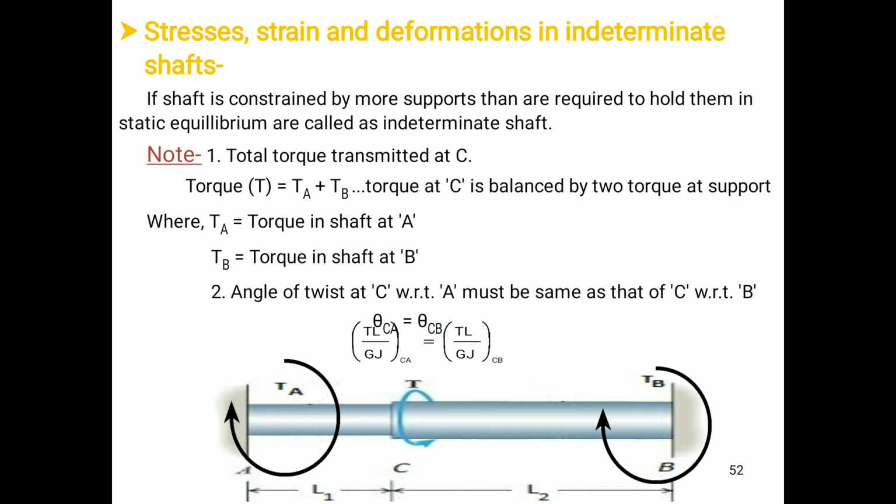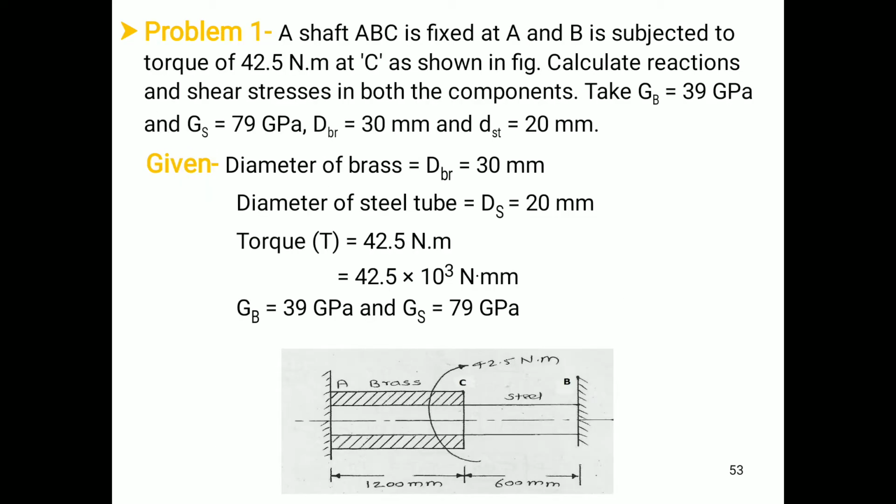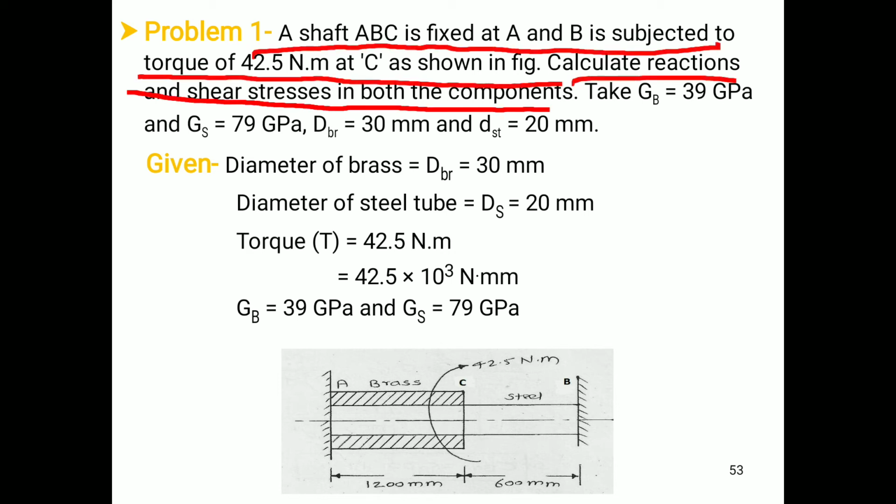Based on this concept, we have one numerical statement. A shaft ABC which is fixed at A and B is subjected to a torque of 42.5 Newton meter at C as shown in figure. Calculate reactions and shear stresses in both the components. Take modulus of rigidity of the brass equal to 39 GPa and modulus of rigidity of the steel equal to 79 GPa. Also, diameter of the brass is 30 mm and diameter of the steel is 20 mm.